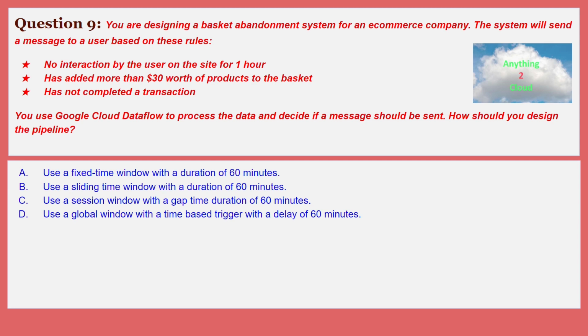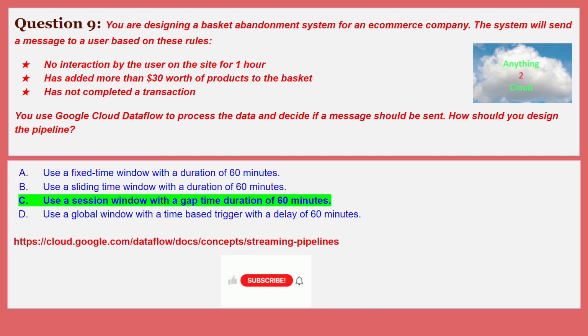The fourth option, use a global window with a time-based trigger with a delay of 60 minutes. There is no such concept as a global window per the documentation available at the link. So the correct option is C here, use the session window with a gap time duration of 60 minutes. If you want to learn more about these windows, just go into this link. You will find the documentation of these windows.